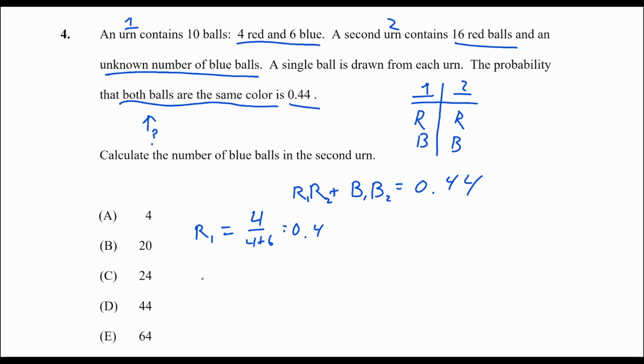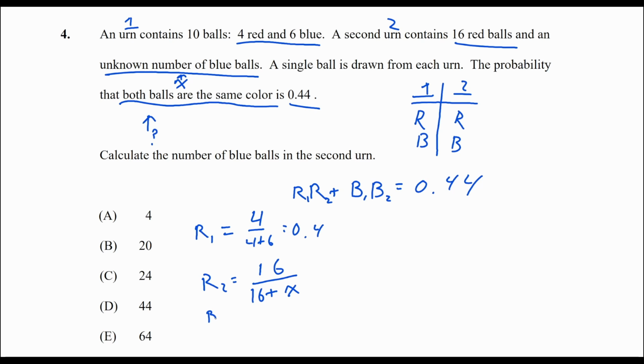What's R2? R2 is going to be 16 red balls over, now the question is, what is the total number of balls in the second urn? We don't actually know, so we're going to leave it out for now. So 16 plus x, where x is the unknown number of blue balls. Pretty simple, right? So now we have a formula to work with.